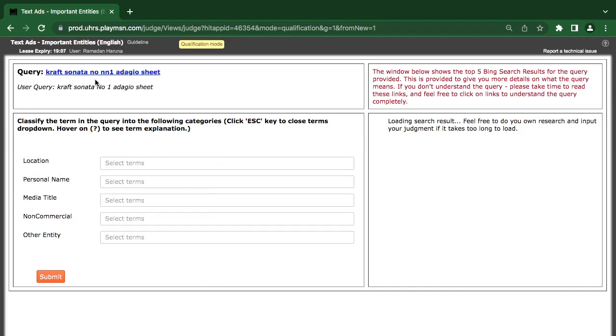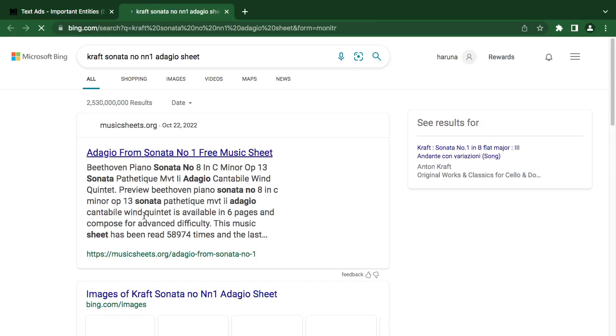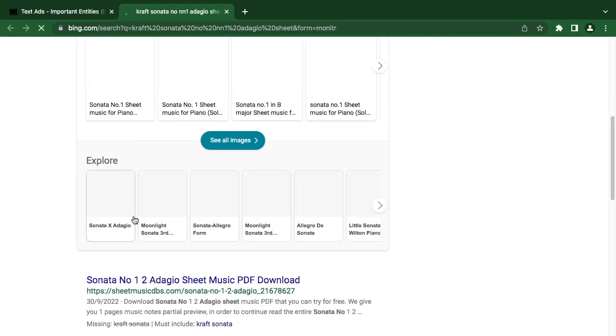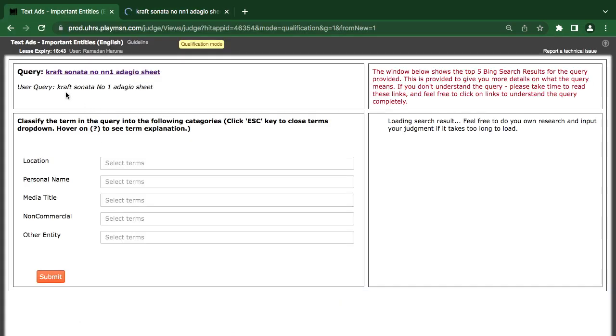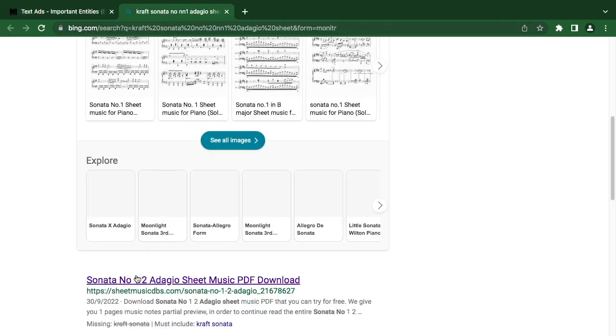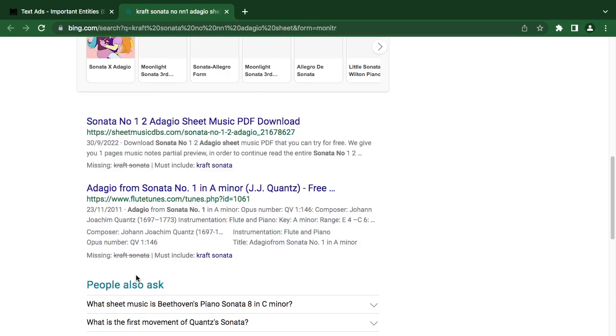Craft sonata number one. Let's see what this craft sonata means. How do you go from sonata number one? Reverend piano sonata number one is here. Now you have to check. Sonata number one, and they are talking about adagio. So what do they mean? Craft sonata number one, adagio sheet. Which one now is the album? Adagio from sonata one. The song also, adagio from the number one.